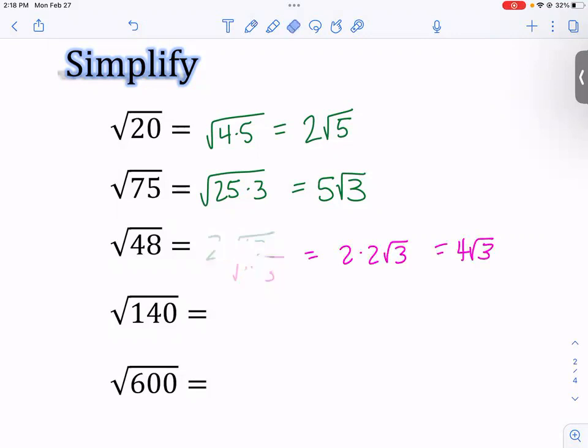Now, some people just went straight to, okay, I know that 48 is 16 times 3. So we have 4 square root of 3. Now, maybe you're really struggling and you're like, okay, well, 48 I know is 6 times 8. Okay, well, 6 is 3 times 2 and 8 is 2 times 2 times 2.